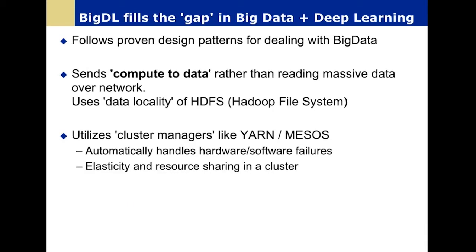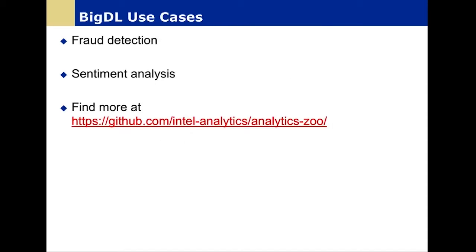Big data up to now didn't really have much of a deep learning component that we could use. BigDL allows us to use the architectural principles that we've learned in big data: sending compute to data rather than the other way around, using the data locality of Hadoop Distributed File System, HDFS, and other similar file systems, and utilizing cluster managers like YARN and Mesos.